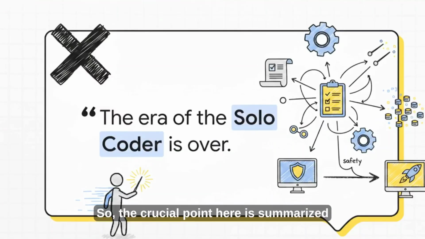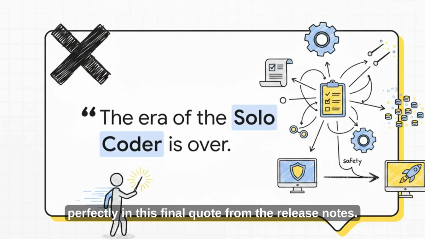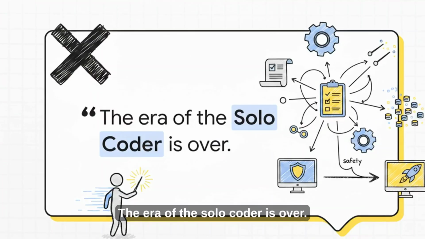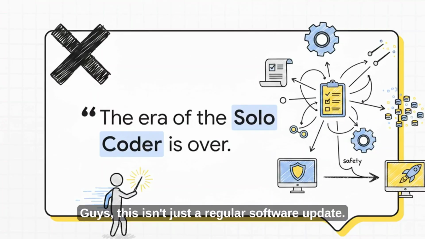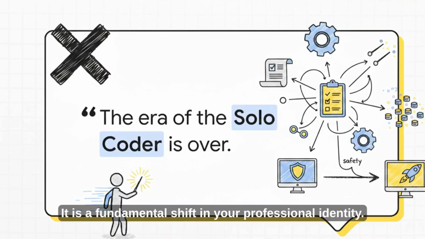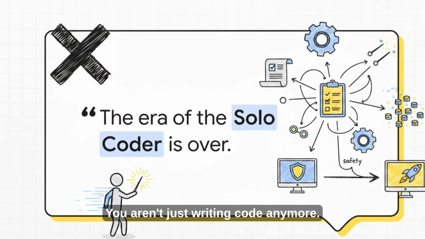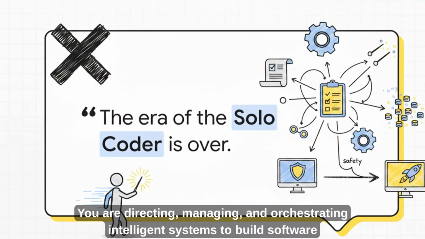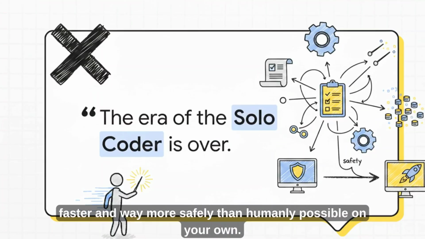So, the crucial point here is summarized perfectly in this final quote from the release notes. The era of the solo coder is over. The orchestrator has officially arrived. Guys, this isn't just a regular software update. It is a fundamental shift in your professional identity. You aren't just writing code anymore. You are directing, managing, and orchestrating intelligent systems to build software faster and way more safely than humanly possible on your own.